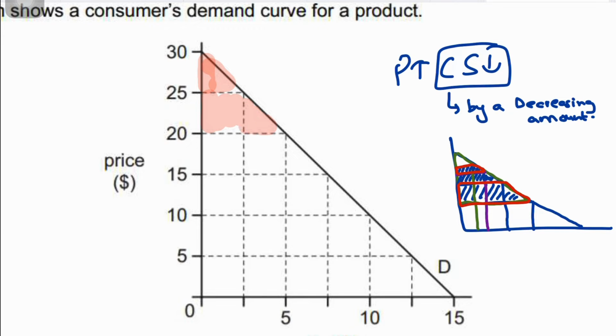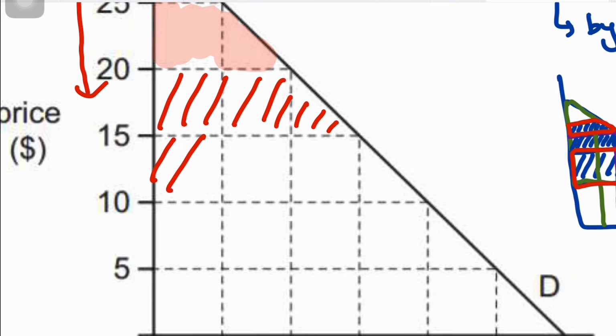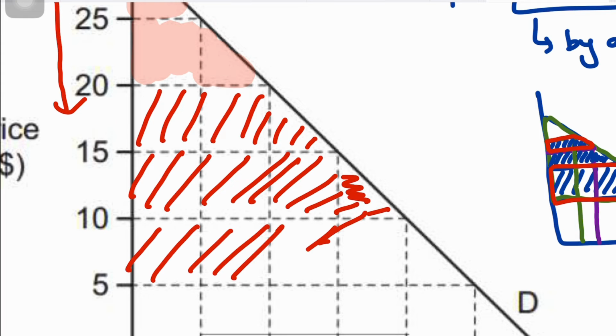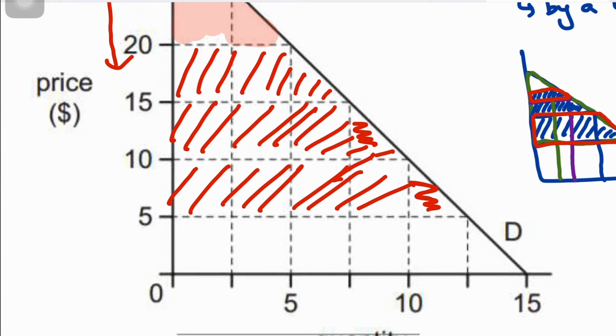If the price goes down, then each time the price is going down, the consumer surplus is going up. So let's say the price goes down, this is your increase in consumer surplus. The price goes down further, then all of this extra region is also gained. This is your consumer surplus. The price goes down, all of this extra region is gained as well. So again, your consumer surplus is going up.